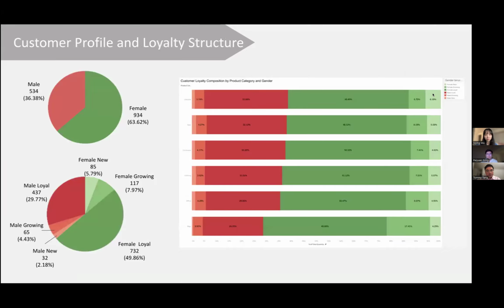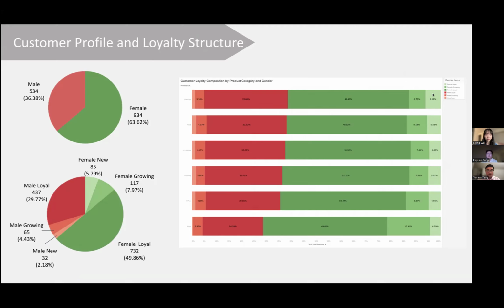Next, we're doing the customer and loyalty analysis across gender groups. From the gender distribution of customers pie chart on the top left corner, we observe that we have a female-heavy customer base, in which the female group accounts for nearly two-thirds of the total customers.